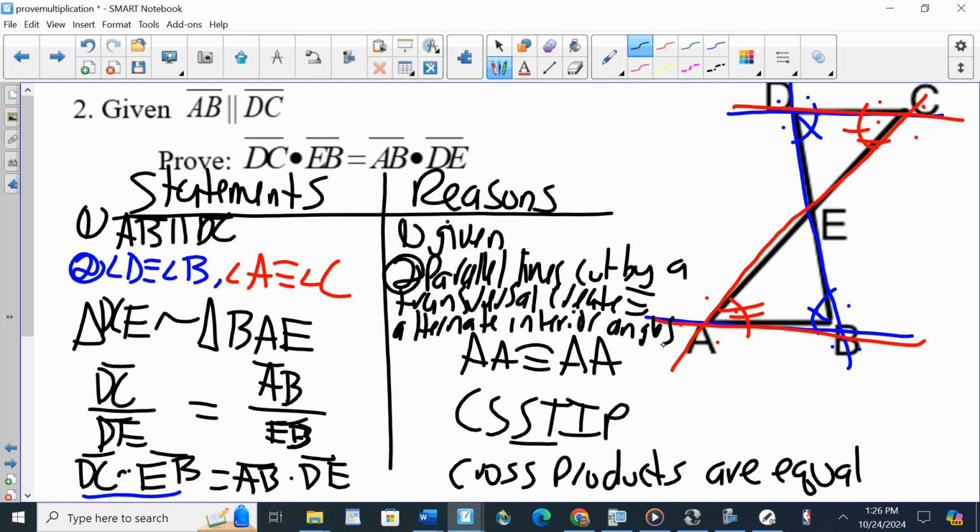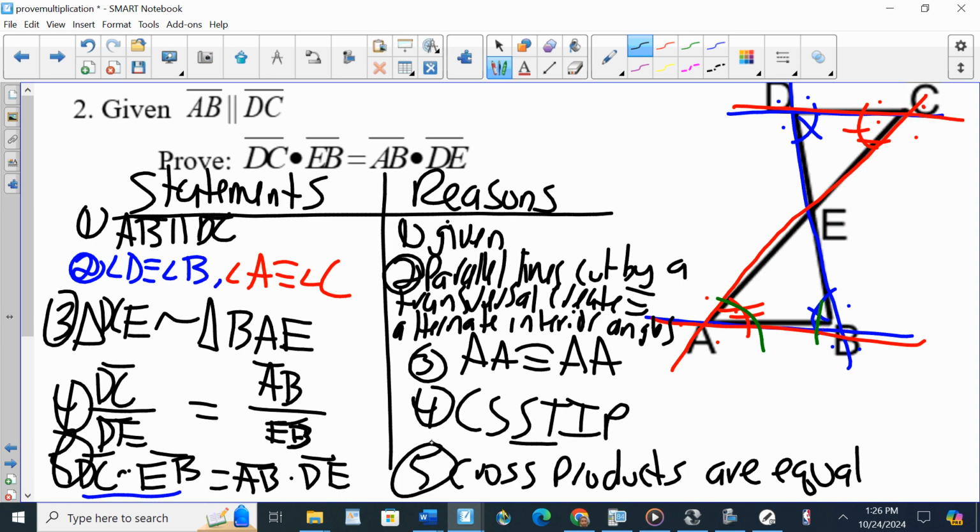How many pairs of things do I have congruent? I've got two. How many do I need? Two. I did it. I have the rest of the proof done. I fill in 3, 4, 5, and I'm done. There's no minimum or maximum number of steps that there's going to be. You do whatever you need to do to get those two pairs of things congruent. Once you have your two pairs of things congruent, you already got your triangles similar, and you have your proportion and your multiplication. When you're asked to prove multiplication, work backwards to triangles being similar.